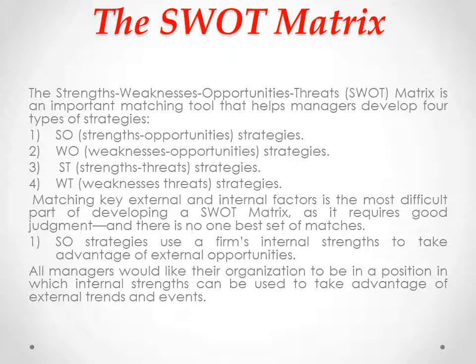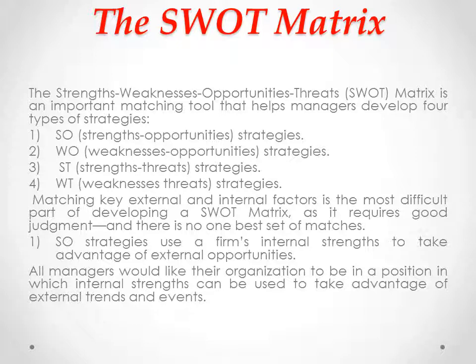The SWOT matrix represents one of the main techniques that we can use at this stage. Strengths, weaknesses, opportunities, threats: the SWOT matrix is an important matching tool that helps managers develop four types of strategies. So, when you use the SWOT matrix, you will be able to depend on four main types of strategy. The first one is SO, strengths-opportunities strategies. The second one, WO, weaknesses-opportunities strategies. The third one is ST, strengths-threats strategies. And the last one, WT, weaknesses-threats strategies.